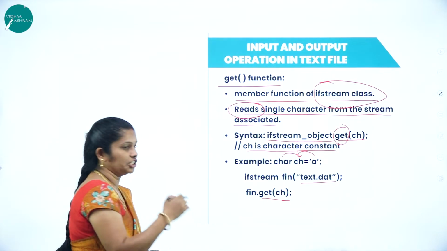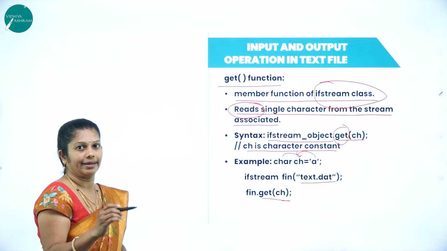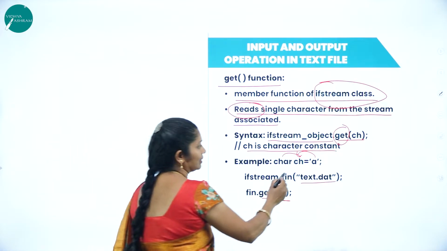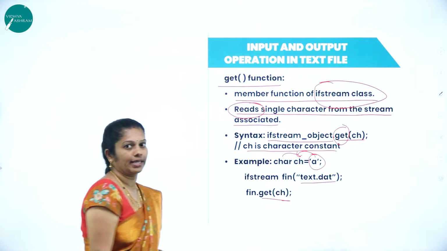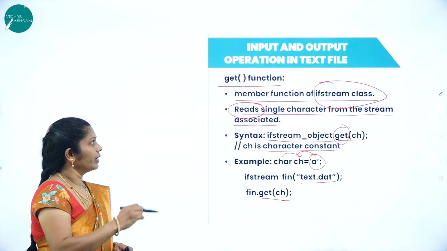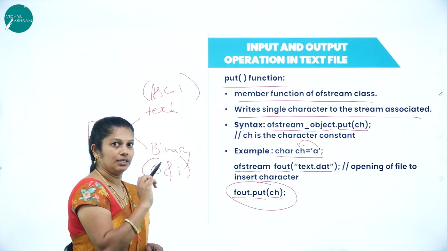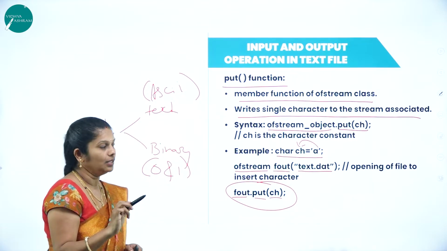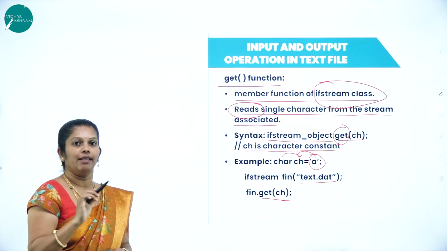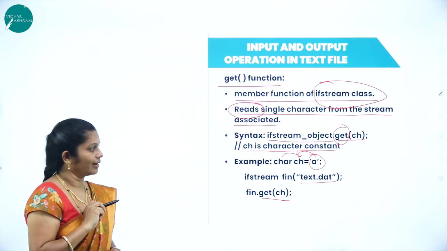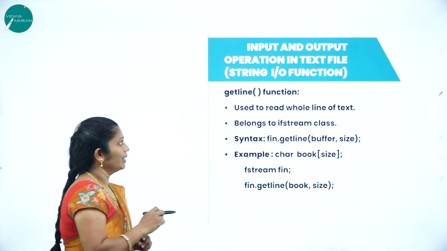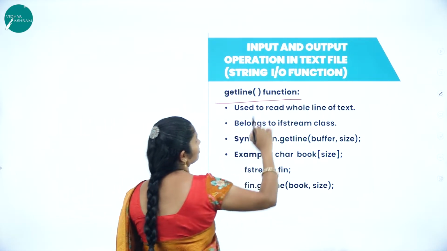That means for CH it will go to input a single character A here. Whichever character we return here, that character we are able to input here. If you observe, the put function helps to print a single character, whereas the get function helps to input a single character. And the next one, the getline function.